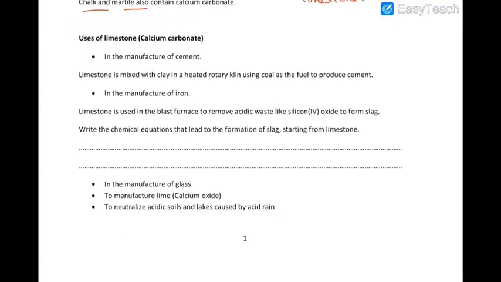Limestone is used in the manufacture of cement. So it's mixed with clay, it's heated in a rotary kiln. We'll see the kiln in a few minutes. And it's used to produce cement. It's also used in the manufacture of iron. So in the manufacture of iron, we're going to add calcium carbonate, limestone, and when we extract iron, we're heating at a very high temperature.